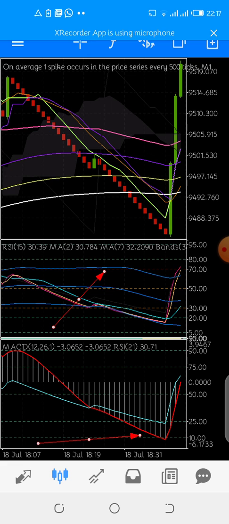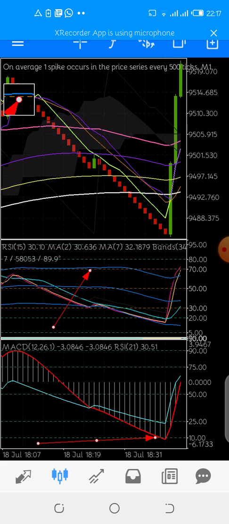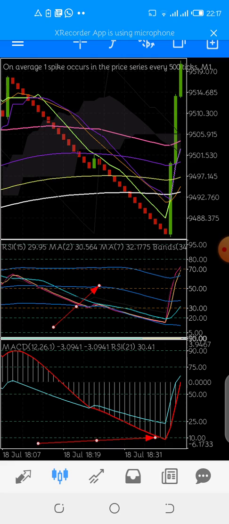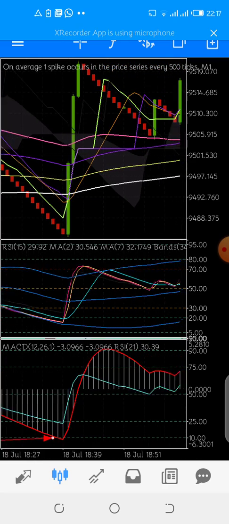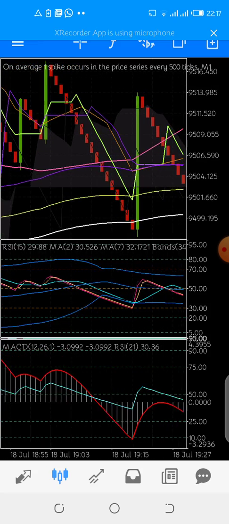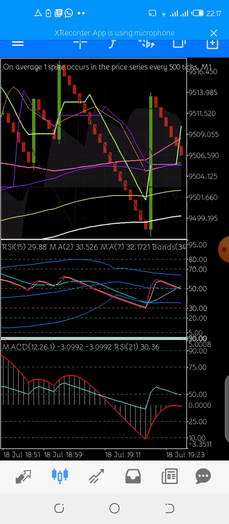So as long as it touched level 10, this here, and you've confirmed from your TDI we were in a ranging market, then know that the spike must come. Okay, so that was another point. Let's look for another one. Look here again, this one.